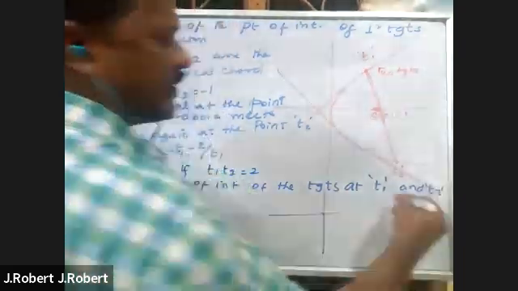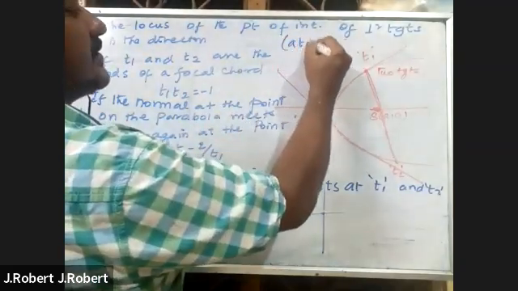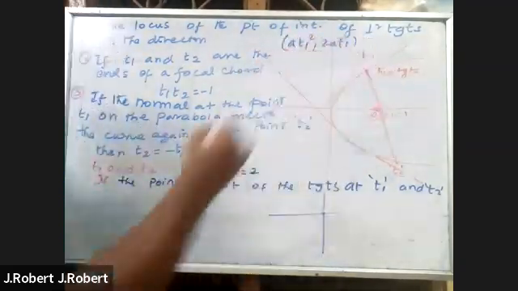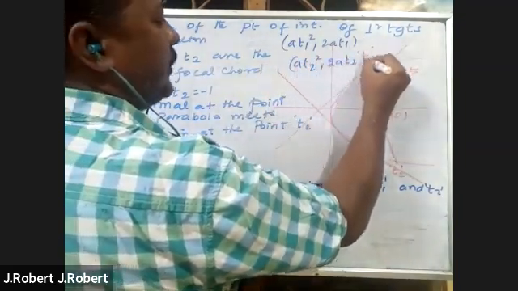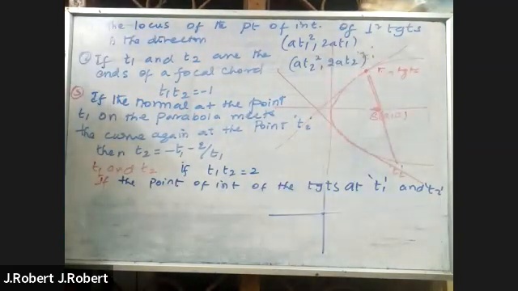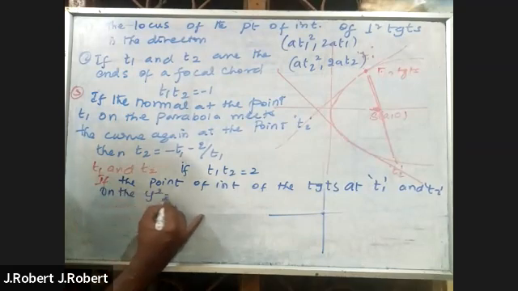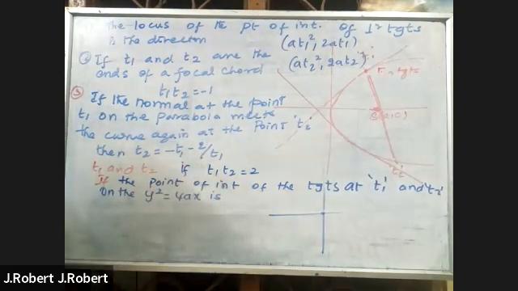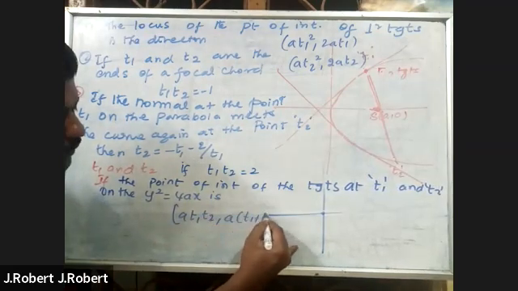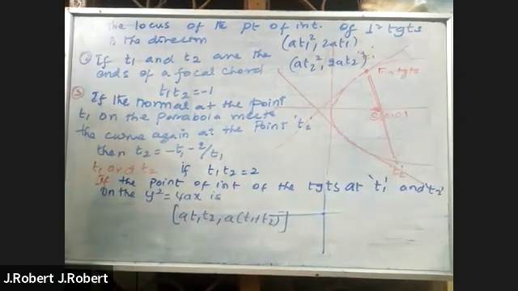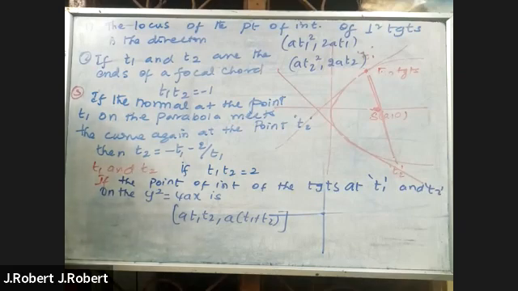Observe carefully. When I say T1, T2, what it means is we can write the points as (a t1 squared, 2a t1), because this is the parametric form of the parabola. Then for T2, we can write this as (a t2 squared, 2a t2). These are the two parametric forms. If it is given that the point of intersection of the tangents at T1 and T2 on the parabola y squared equals 4ax, it is, very important, (a T1 T2, a of T1 plus T2). Right? So this is the result.